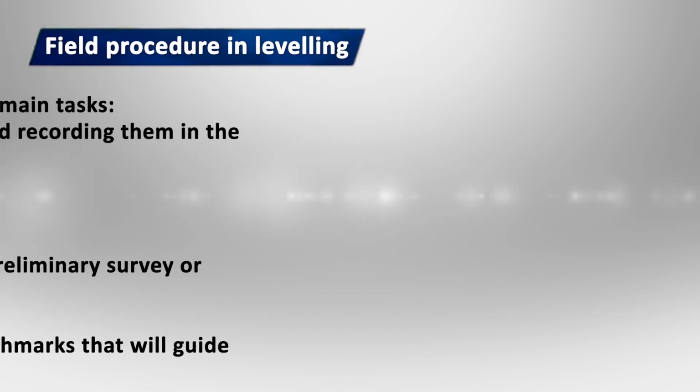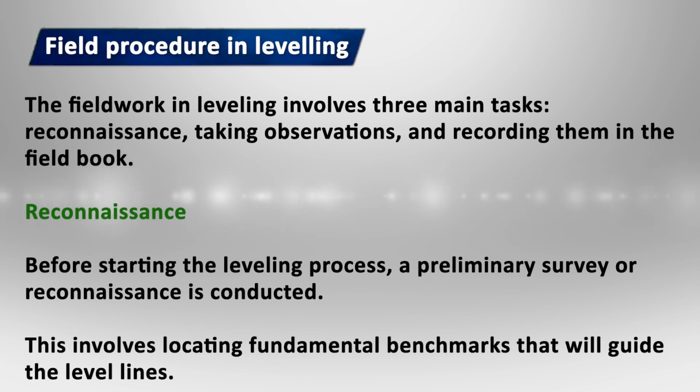Next, we will see the field procedure in leveling. The field work in leveling involves basically three main tasks: first, reconnaissance; second, taking observations; and third, recording them in the field book. The first step is reconnaissance. Before starting the leveling process, a preliminary survey or reconnaissance is conducted. This involves locating fundamental benchmarks that will guide the level lines. The route for the leveling is carefully examined to decide the positions of temporary benchmarks. After this, the locations for the staff stations are determined.